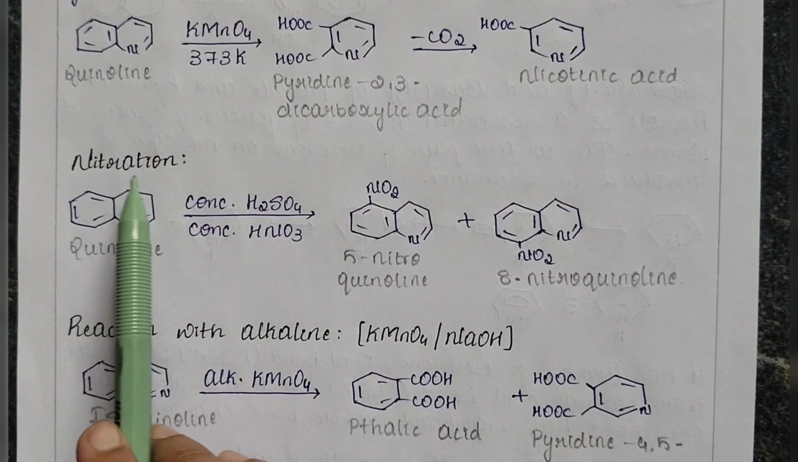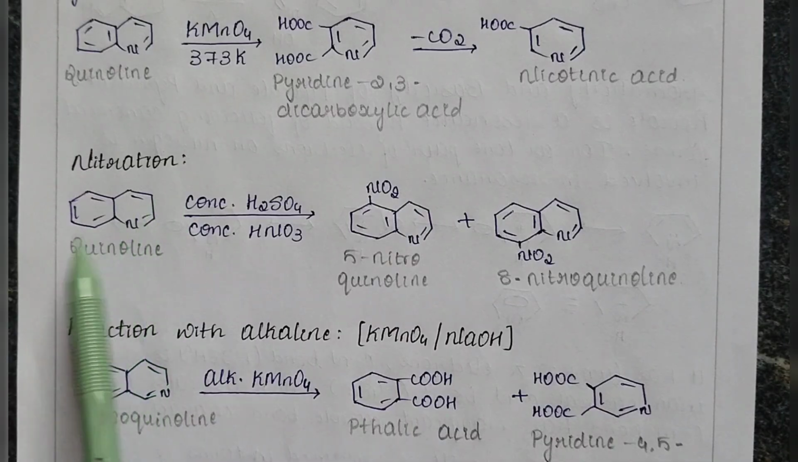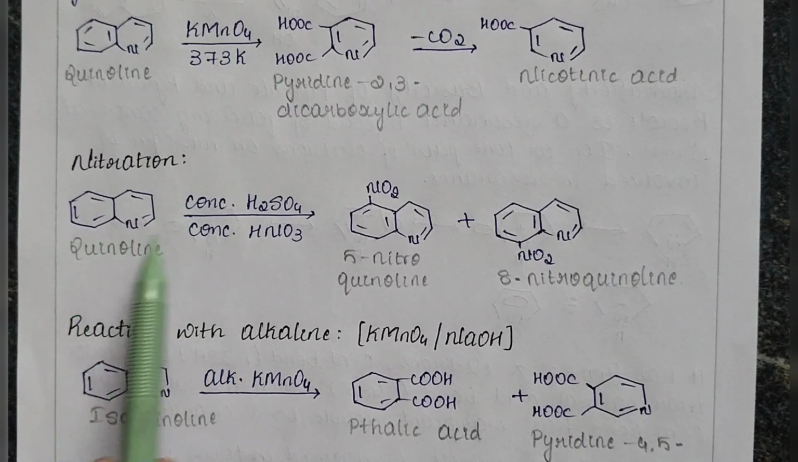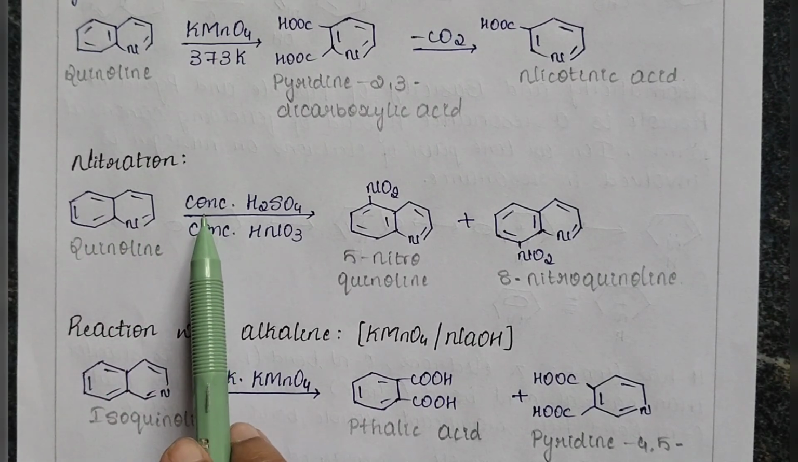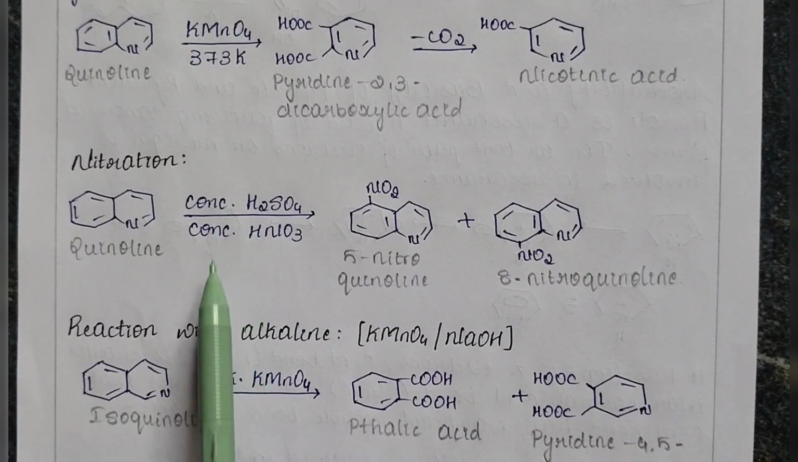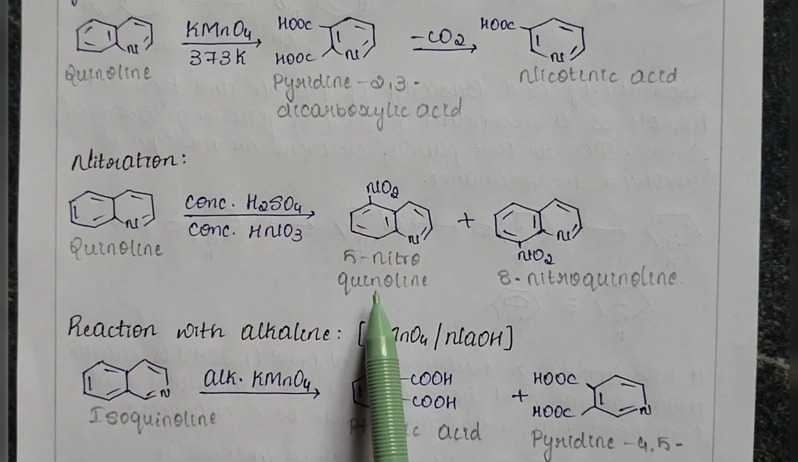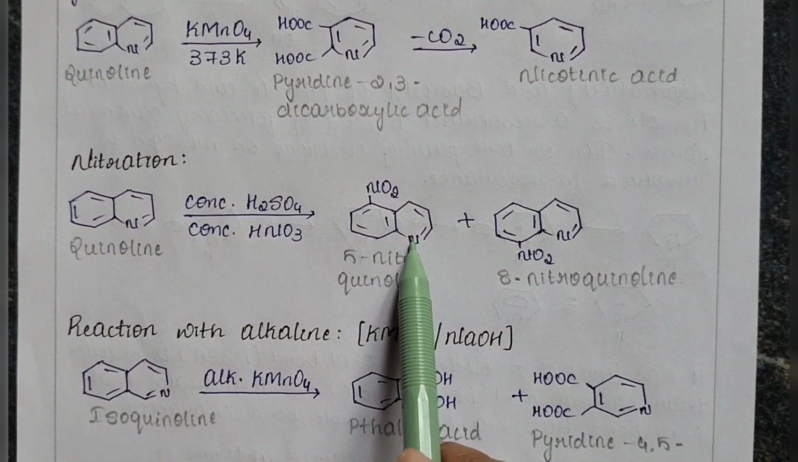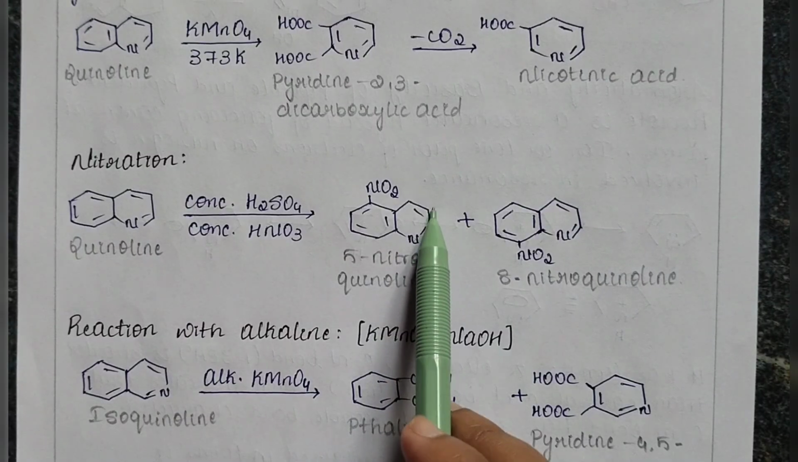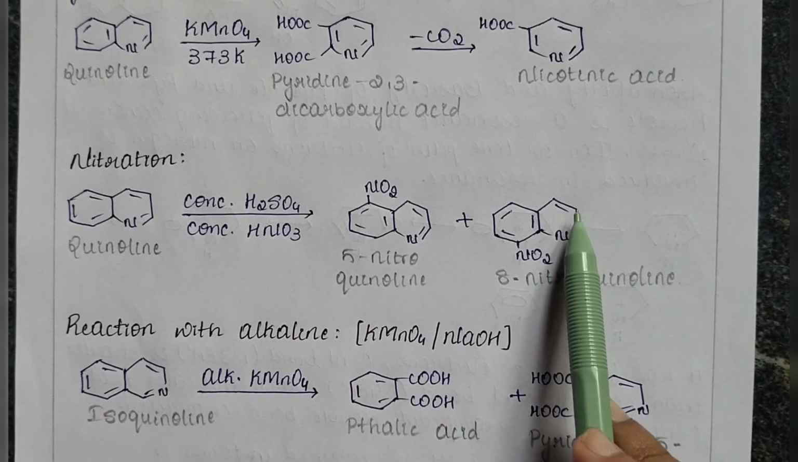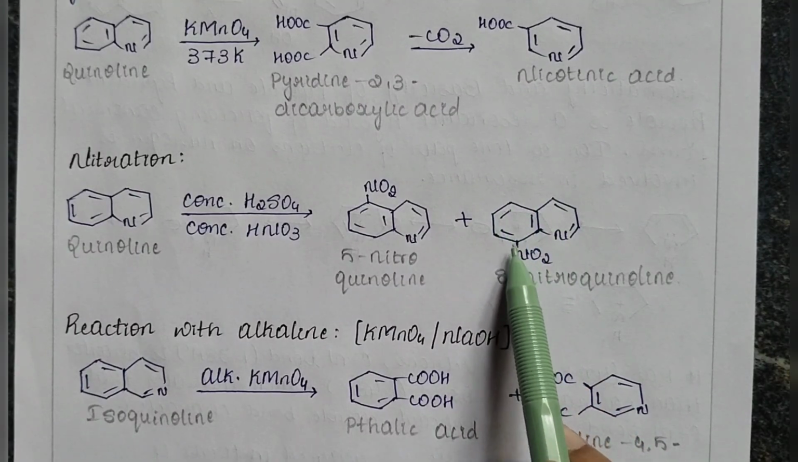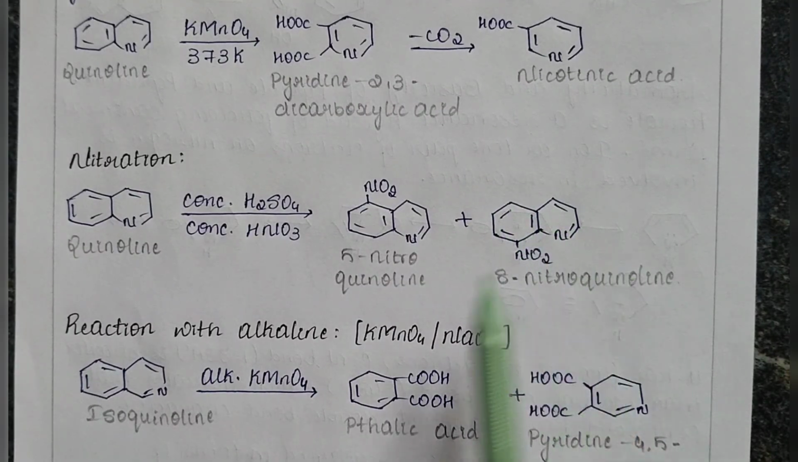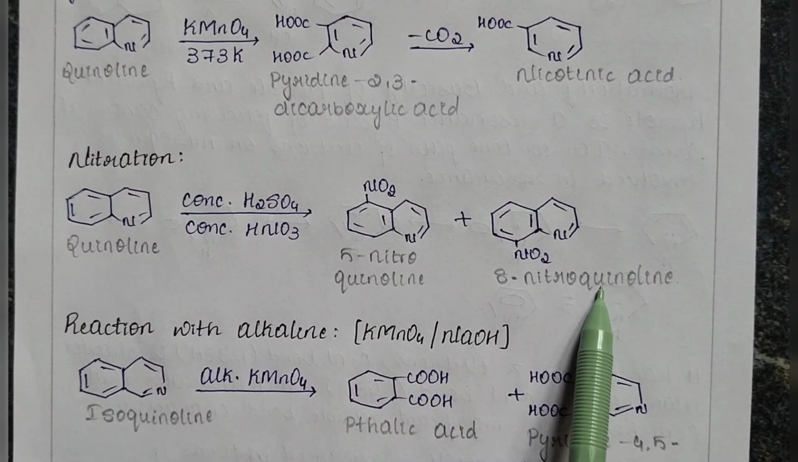So the next reaction is nitration. Nitration is nothing but addition of a nitro group to the given compound. So the nitration of quinoline can be achieved as follows. When quinoline reacts in presence of concentrated sulfuric acid and concentrated nitric acid, we will get two products, that is 5-nitroquinoline and 8-nitroquinoline. As we know, the numbering starts with the nitrogen which is present in this ring: 1, 2, 3, 4, 5, and similarly here also 1, 2, 3, 4, 5, 6, 7, 8. Since the numbering system is given as follows, the names 5-nitroquinoline and 8-nitroquinoline are the same.